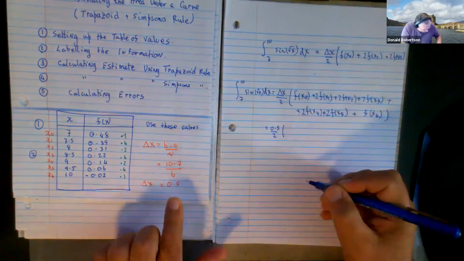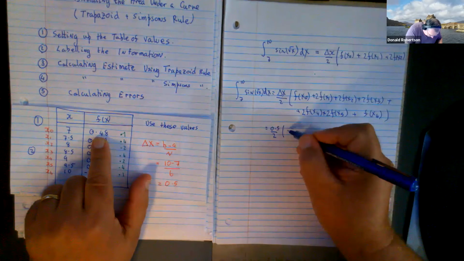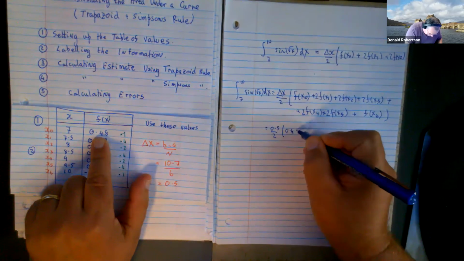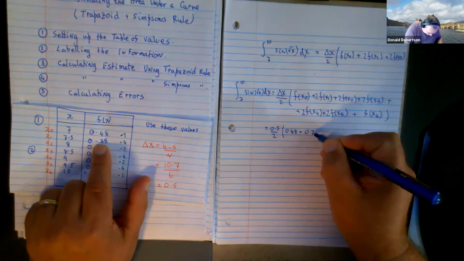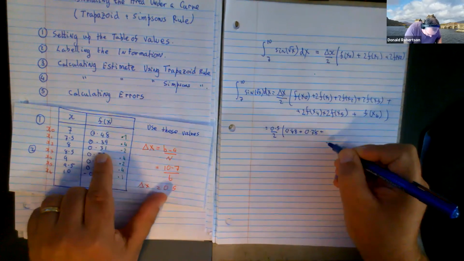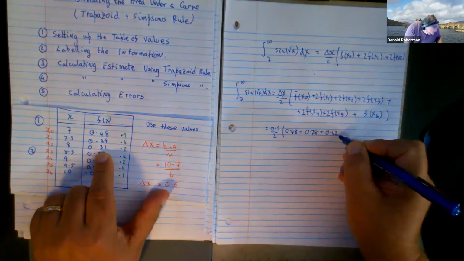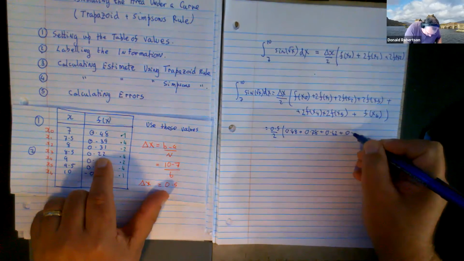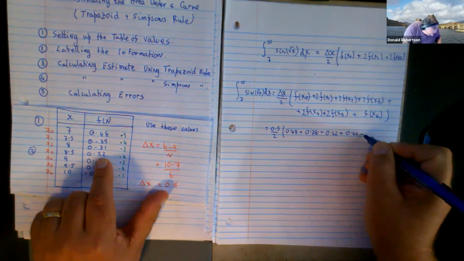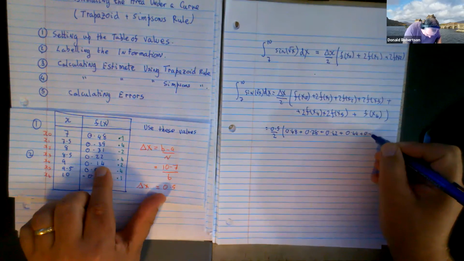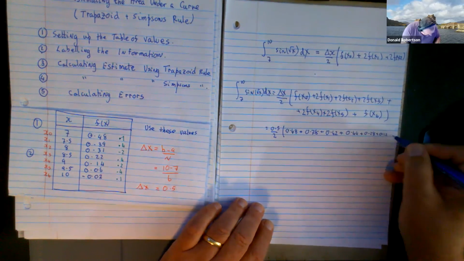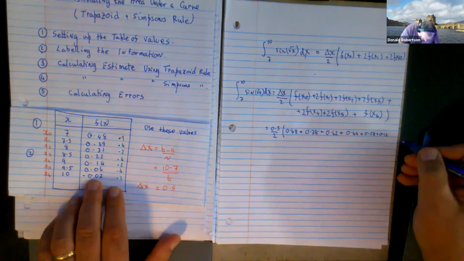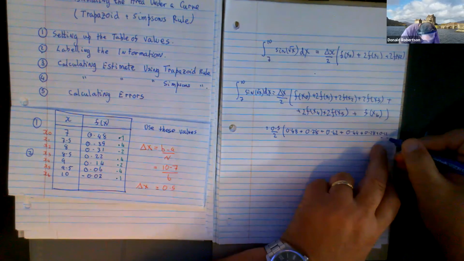And then we do 1 of this guy plus 2 of this guy plus 2 of this one plus 2 of this one plus 2 of this one plus 2 of this one, and add that guy. And I know he's negative, but he still gets added, so it's negative 0.02.